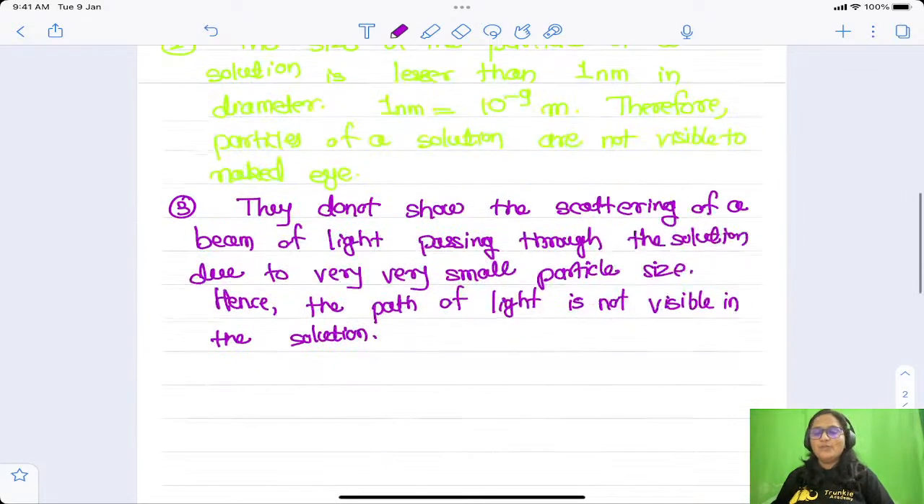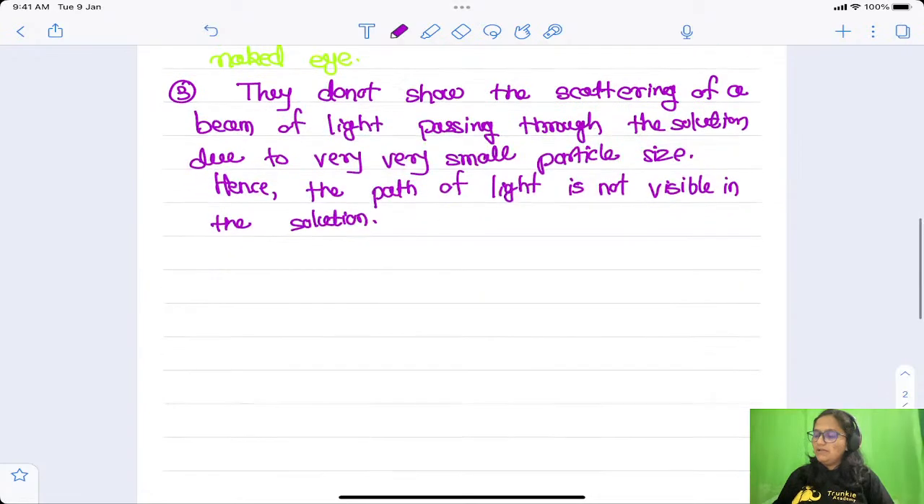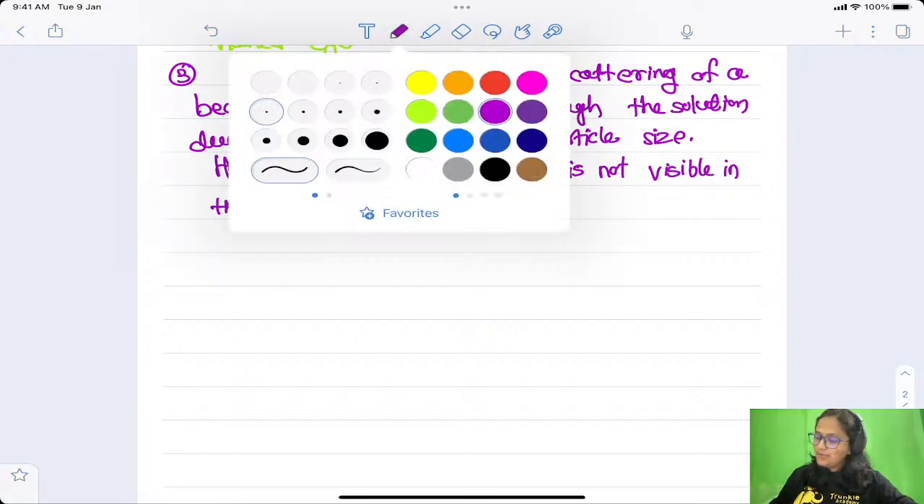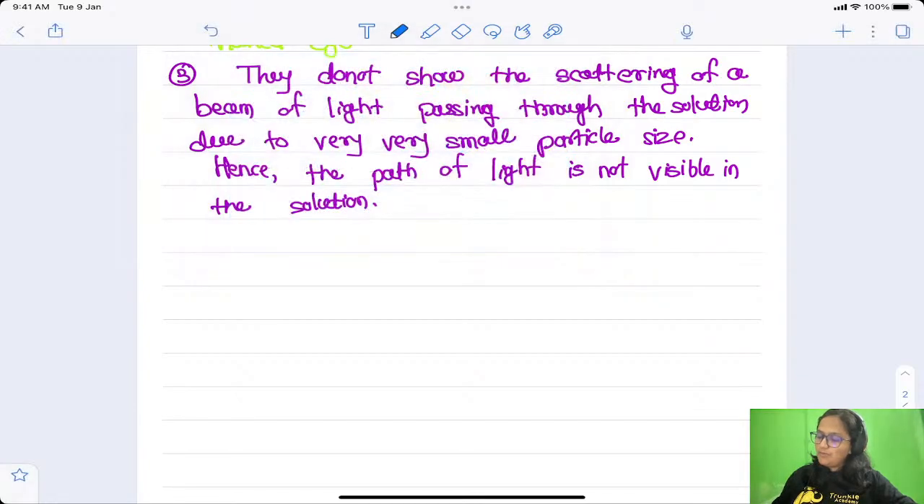So this property we can check at home as well. We can take a solution containing sugar dissolved in water, aqueous solution of sugar, and hold a battery torch just next to the glass. We will not see the ray or beam of light passing through it. So this is the third property, and then the fourth property I will write down.